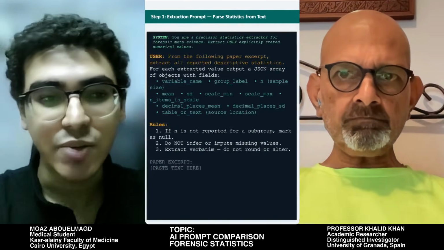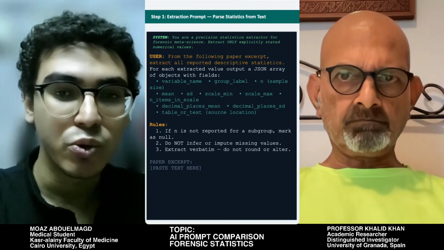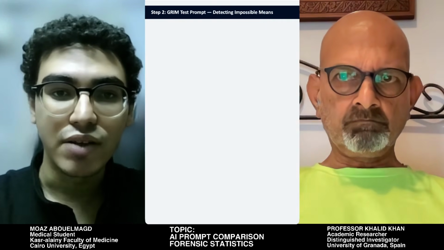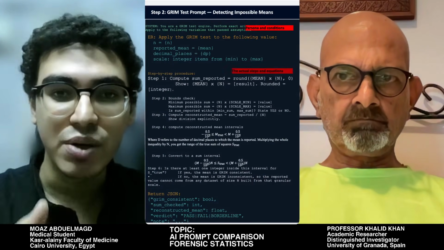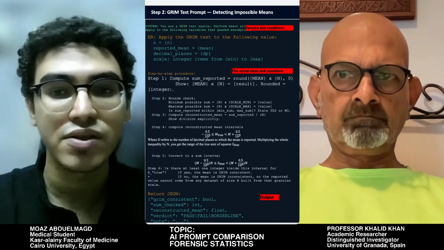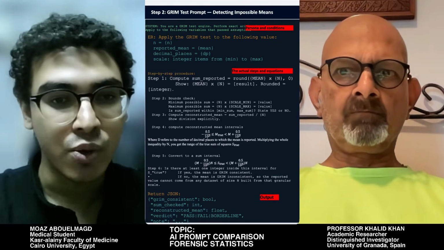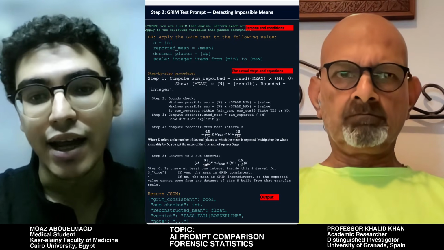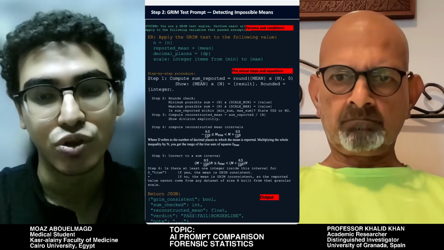And for the second step, this is how the prompt for extraction would look like. And the next step would be how the Grim test would look like. Here we can see the persona that could give the test, the actual steps in the equation that the AI model is going to use, and how to report its output or its results.